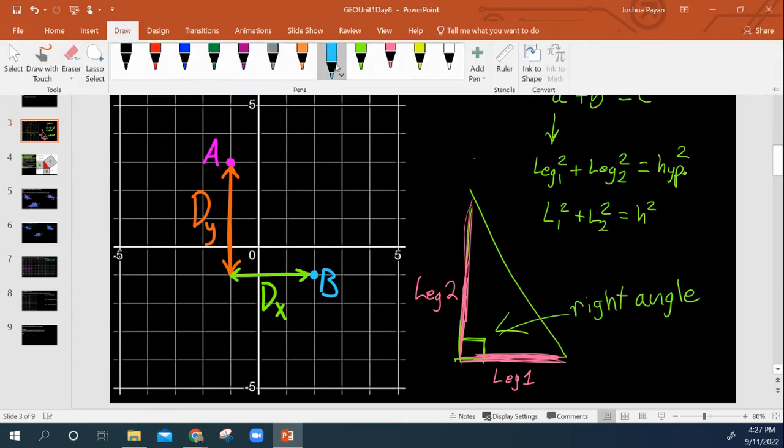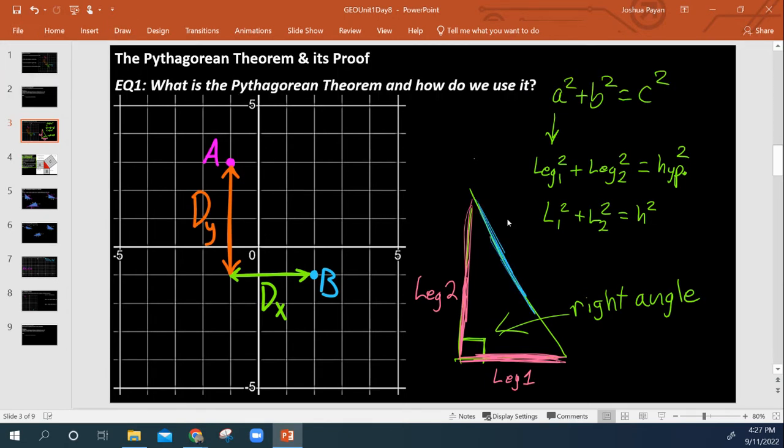Okay, and then you have what's called the hypotenuse, the longest side of the right triangle. But that can get kind of deceiving depending on the kind of picture you're looking at. The hypotenuse, yes, it is the longest side, but it's important to remember that the hypotenuse is always opposite the right angle.